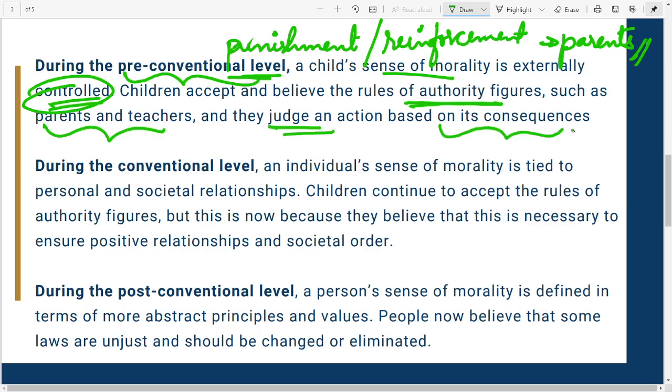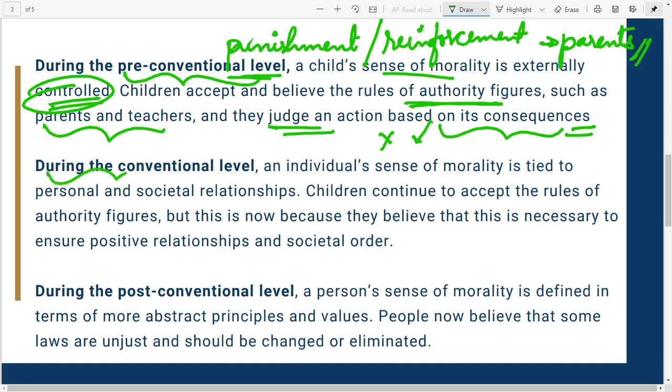Based on the consequences of the action, कि action के बाद result क्या मिलता है, उसी पे आप decide करते हैं कि कौन सी action सही है, कौन सी गलत है, कौन सी right है, कौन सी wrong है. यहाँ पे जो आपके parents बोलते हैं right है वो right है, जो आपके parents बोलते हैं wrong है वो wrong है, okay? So it is completely controlled by other people. I'll give you examples in the next slide as well.